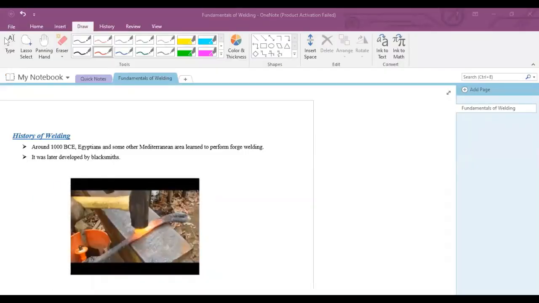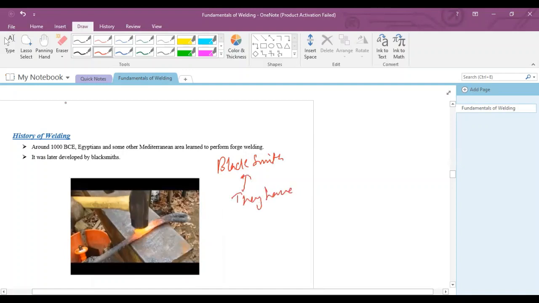What is the history of welding? In the past, blacksmiths had the profession of welder. Blacksmiths were the welders, and they used to join two parts by pressure welding.